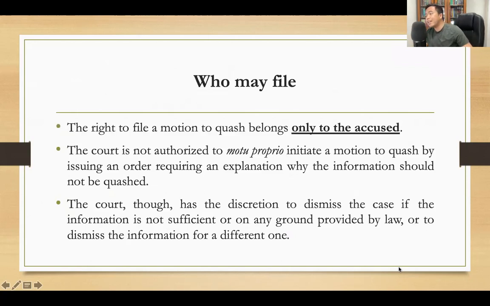Now, who can file a motion to quash? It is only the accused. The court may not grant the dismissal of a complaint without a motion filed by the accused. So the court is not authorized to motu proprio initiate a motion to quash by issuing an order requiring why the information should not be quashed. So again, without the accused filing a motion to quash, the court may not dismiss the case.